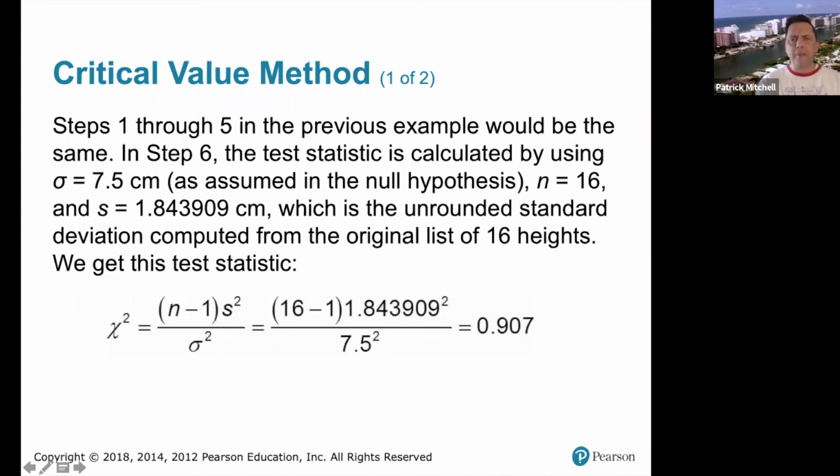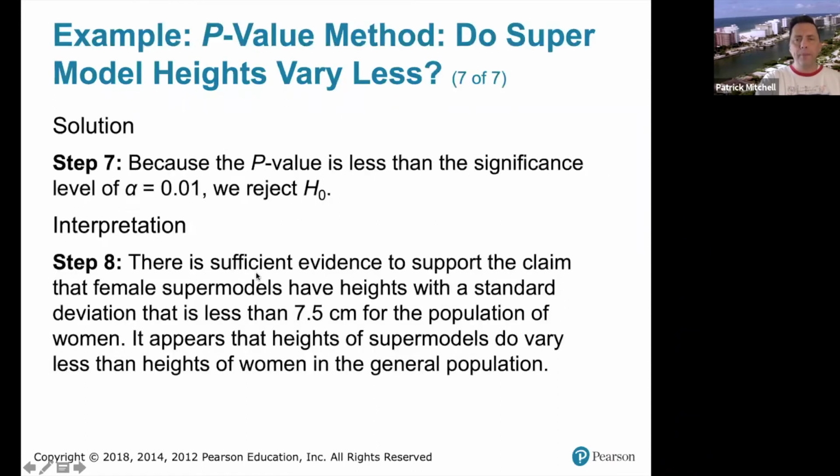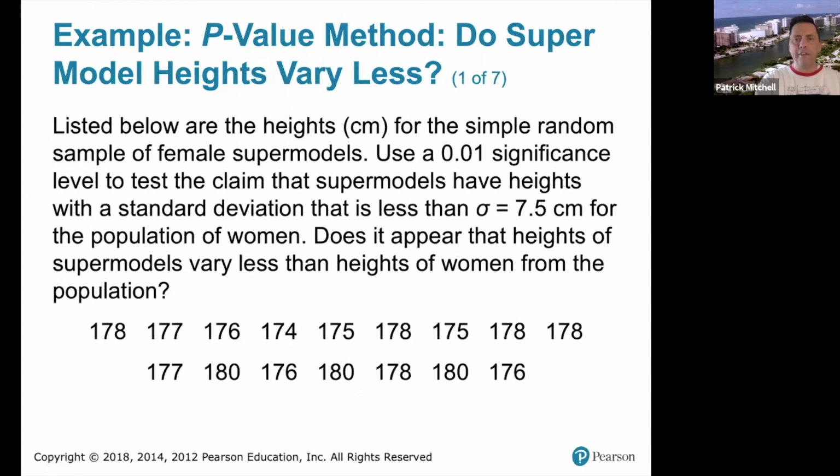Using the critical value method, and part of this you can also use for the p-value method. Steps 1 through 5 would be the same. In step 6, we're going to calculate the test statistic. Now, the first thing I need to show you is how did they come up with S equals 1.8439, because that was not given in the problem. Well, remember, they did give us the sample data. So in this situation, you can always calculate the sample standard deviation yourself.